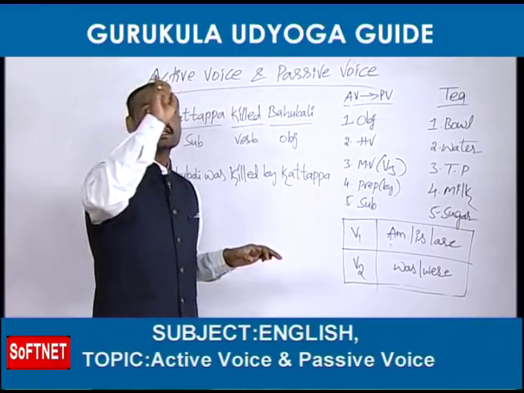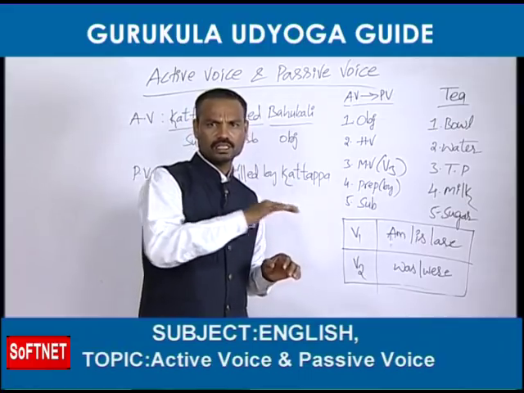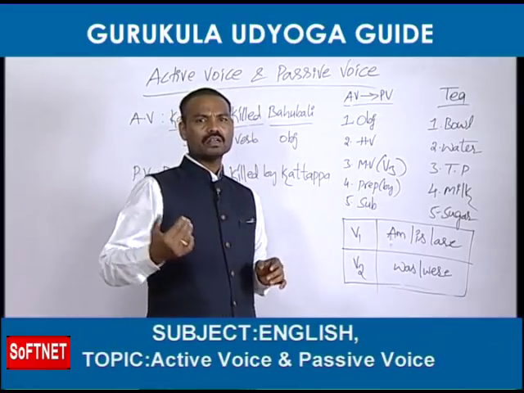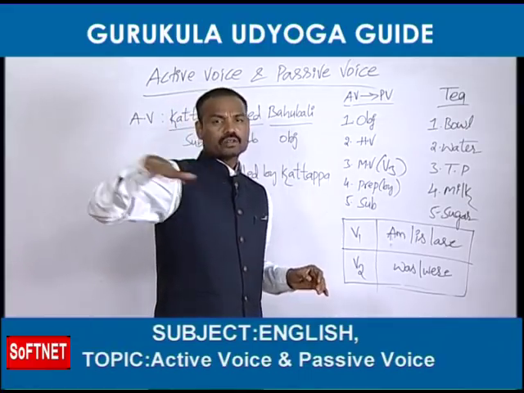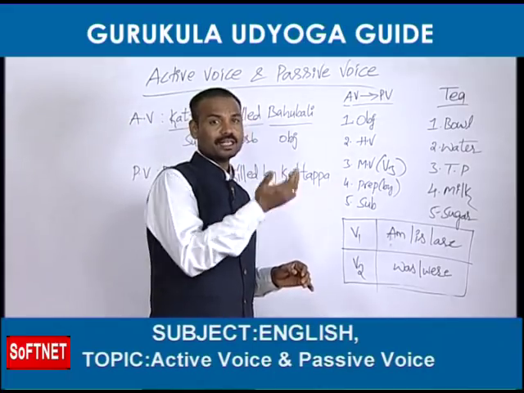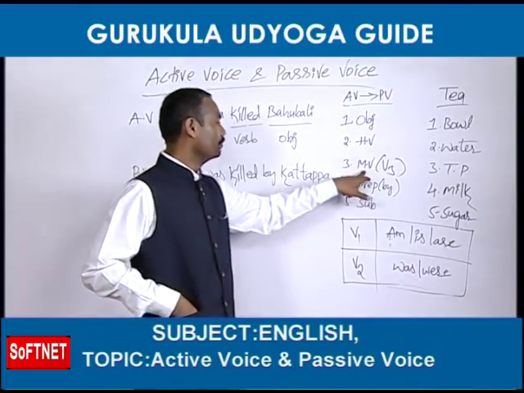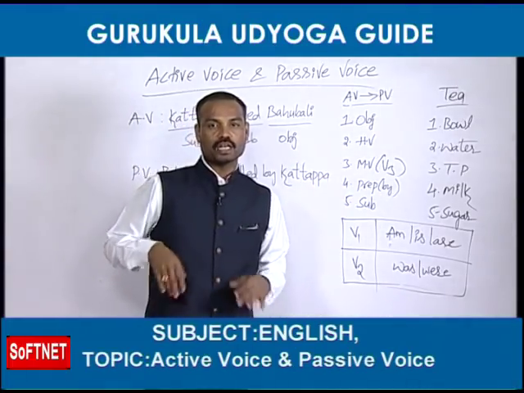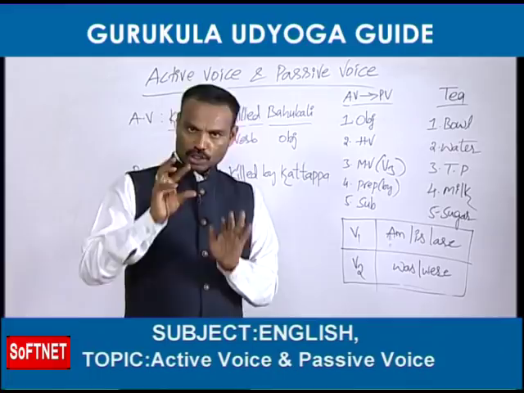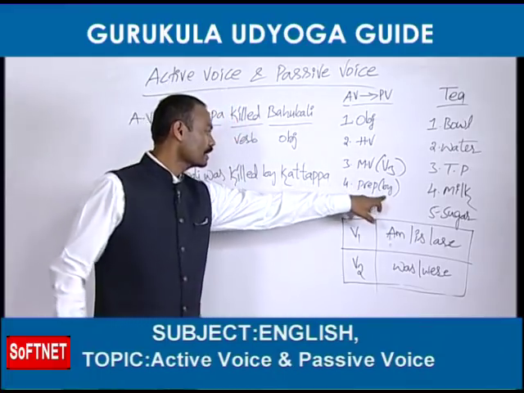Kill, killed, killed. V2 and V3, these two are the same. It is called a regular verb. V2 and V3 are the same here. So this is the main verb here. What next? Preposition. 90% of the time, we should use by as a preposition here. That's no problem at all.